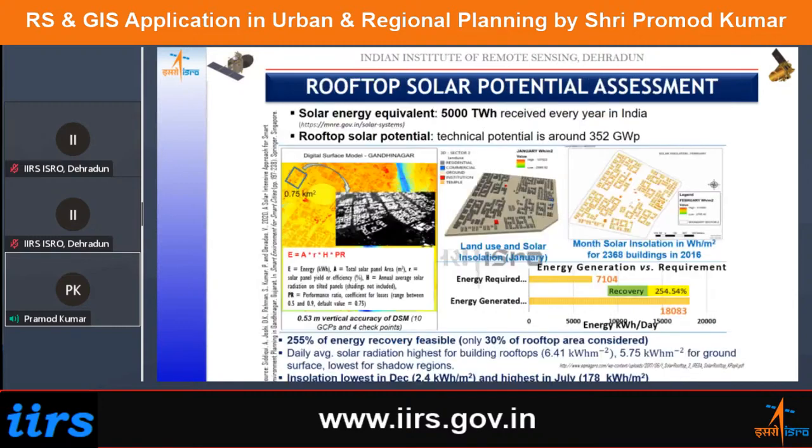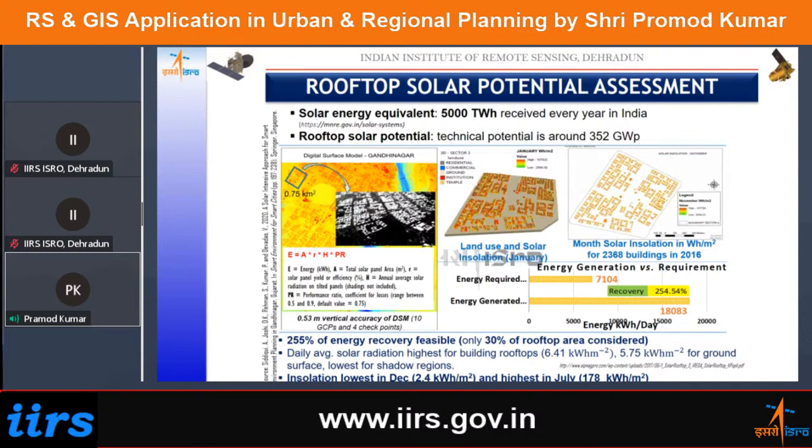Now, another classic example is energy potential, particularly solar potential assessment. Satellite data helps us to map the building footprint. It also helps us to quantify the solar radiation falling on the surface. Both these attributes help us find out the rooftop area, and how much energy is going to fall or can be trapped using a rooftop solar power plant.